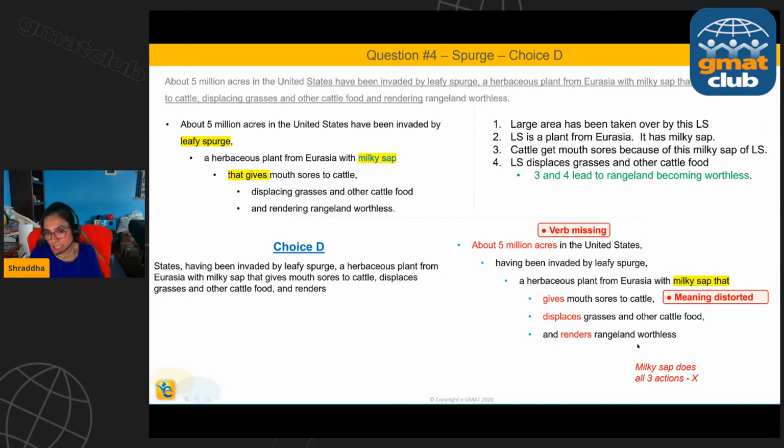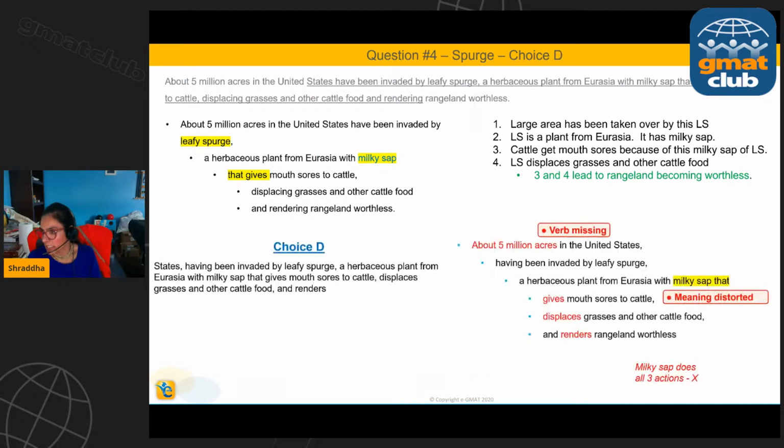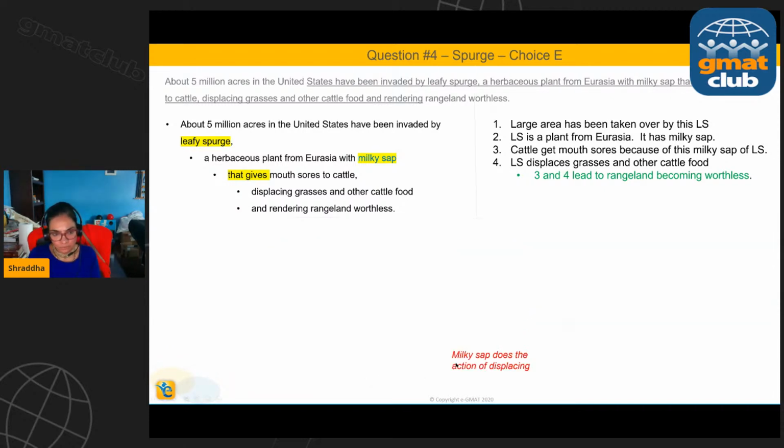And if you look at the sentence structure properly, you will see that there is no verb for this subject, 5 million acres. So choice D is incorrect in both ways. It is incorrect logically also, and it is incorrect grammatically also. Okay. So that's the problem with choice D.